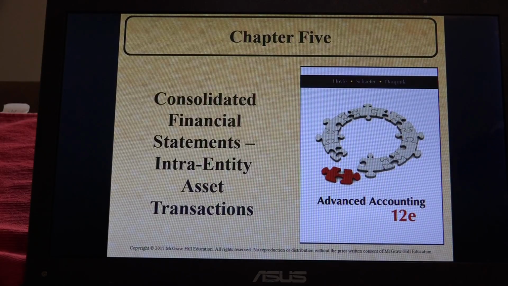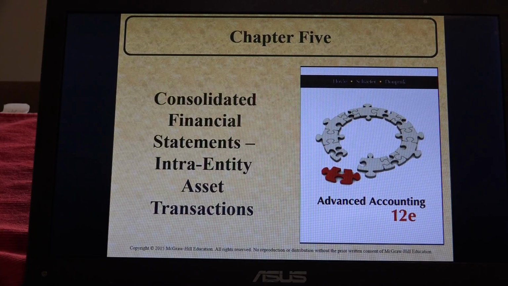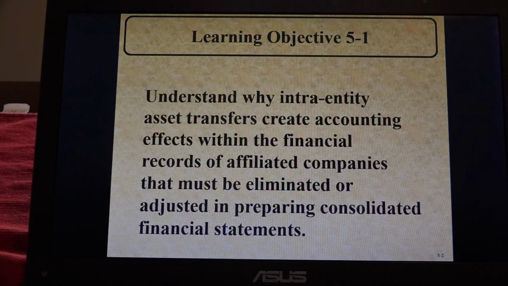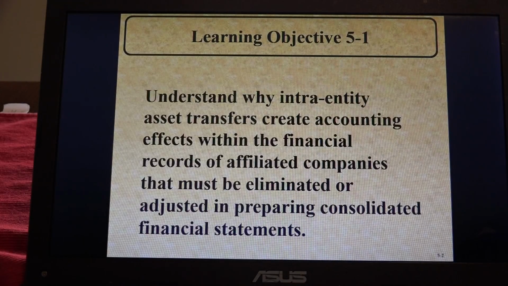All right, so Chapter 5, here we're going to deal with intra-entity asset transactions. And the main one we want to concentrate on is those sales of inventory, because by far they're the most prevalent types of transactions that occur between related entities. And so first thing we want to do is understand why these asset transfers create accounting effects within the records that must be eliminated or adjusted in preparing our consolidated financial statements.